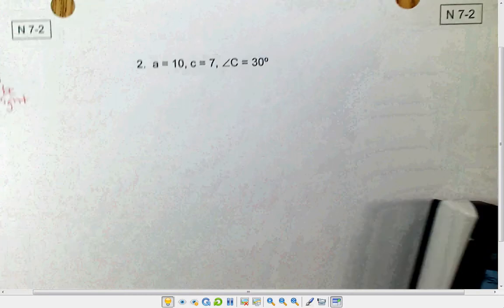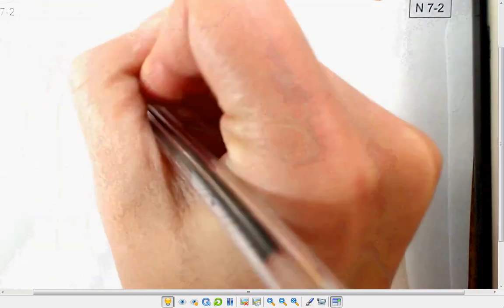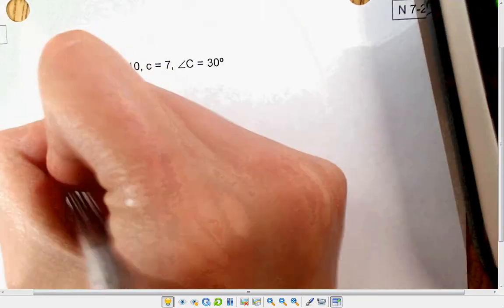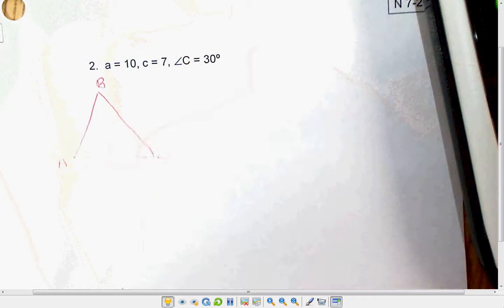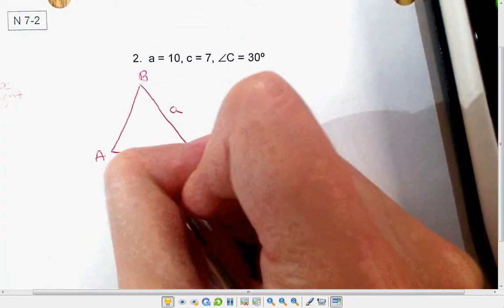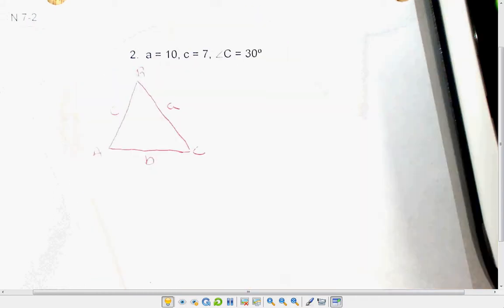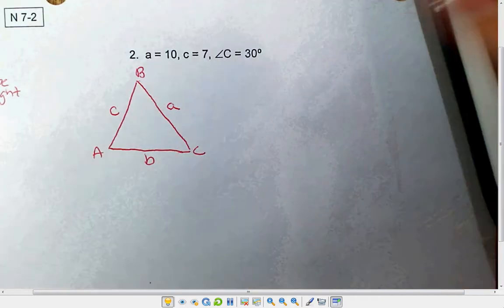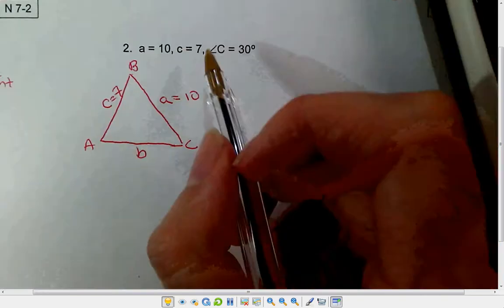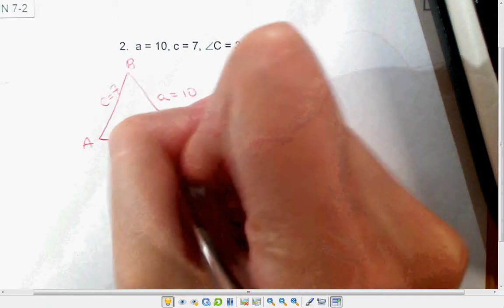So for number 2, again we're going to start off by drawing our triangle. And let's label, here's A, B, C. And then across from angle A is side A, across from angle B is side B, across from angle C is side C. And in this case, we know A is equal to 10, C is equal to 7, and we know angle C is equal to 30 degrees.